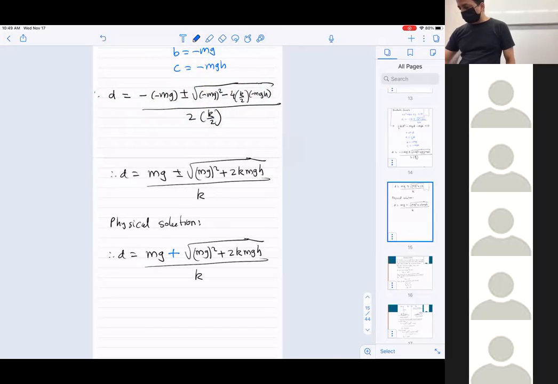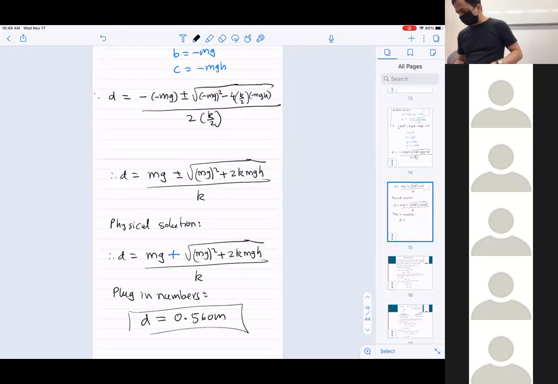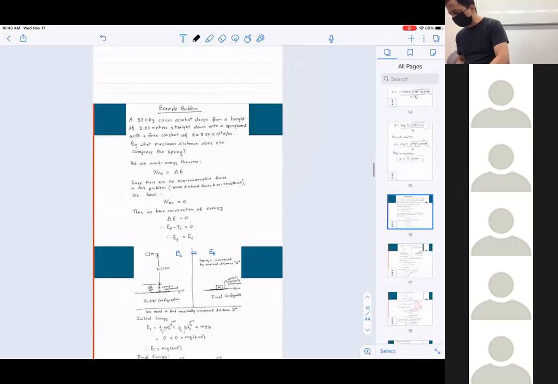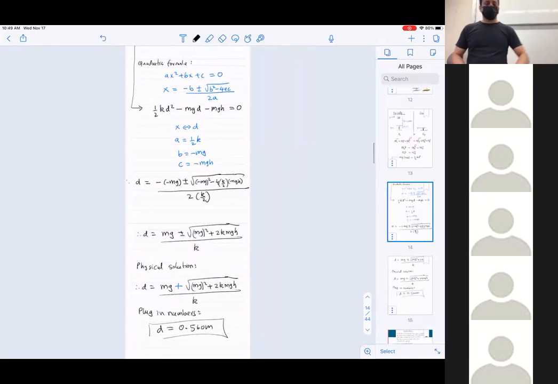And you can now go ahead and plug in numbers. All this information is given to you. You know the mass of the acrobat is 50 kilograms, g is 9.8. You know that k is 8 times 10 to the 3 newtons per meter. You know that h is 2 meters. So you know everything in this. You plug in numbers, and I think you get 0.560 meters. Let me double check that real quick. Yes, 0.560 meters. Any questions on that?